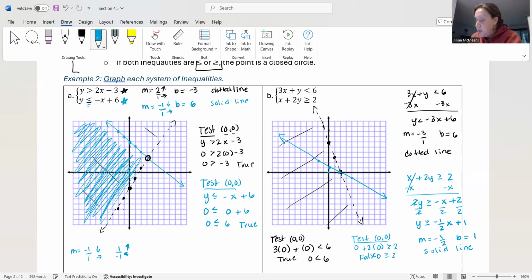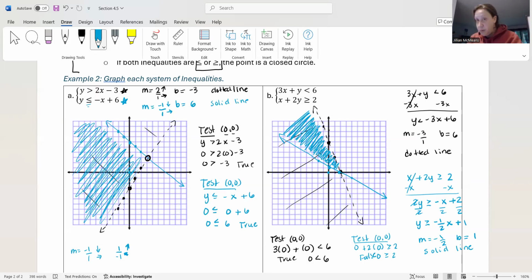So that tells me this point right here, the origin, is not part of the solution to the second line. So that would tell me to shade above it. So I want to shade here in between these two lines. So this little region right here. And then we have to talk about the actual point, okay?